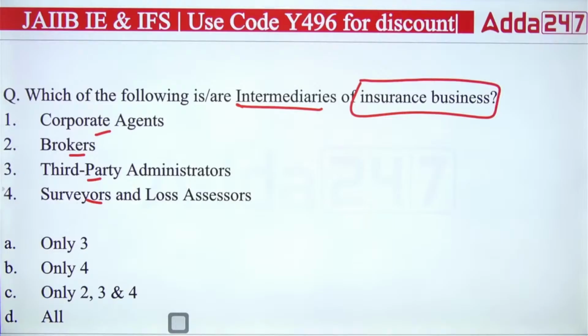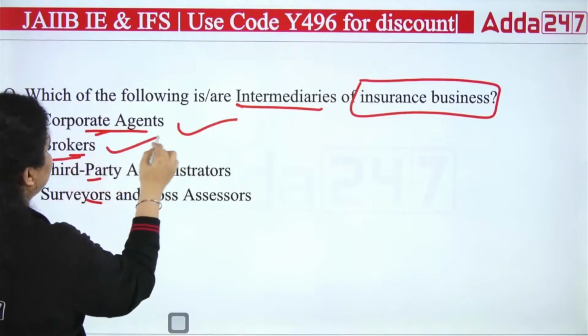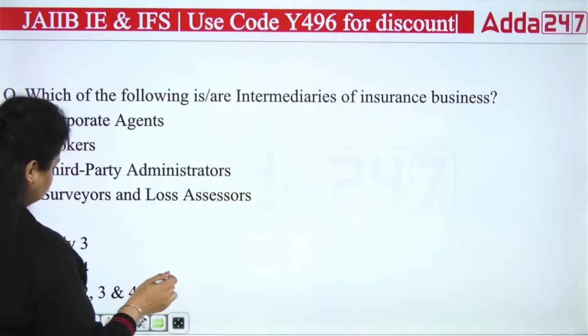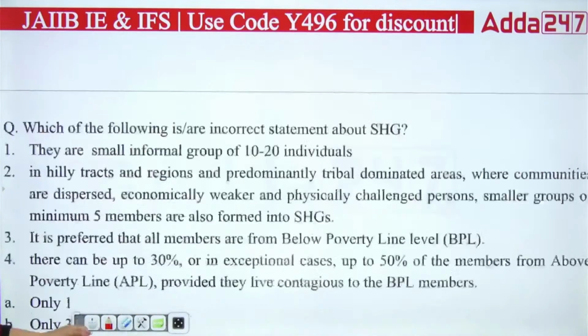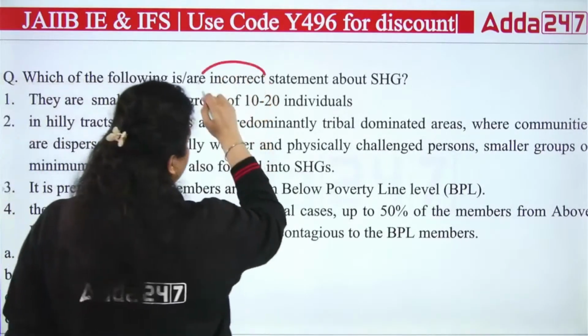Okay. And the answer is very good, all. Your corporate agents can be the intermediaries, brokers can be third party administrators, surveyors and loss assessors. So right answer is your all. Very good. Next question.